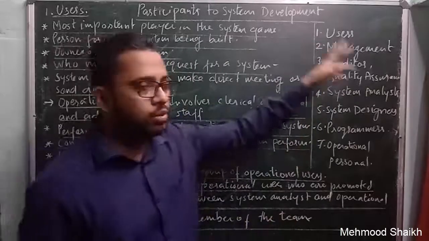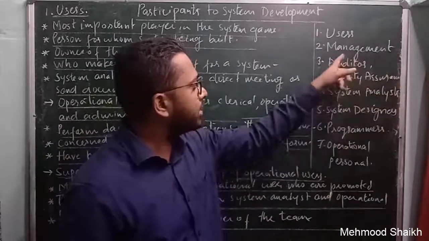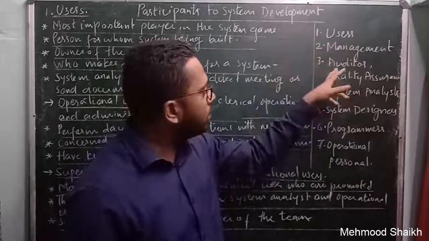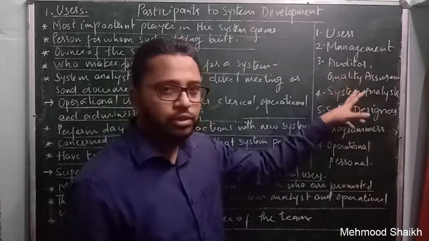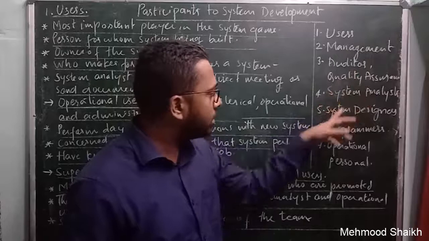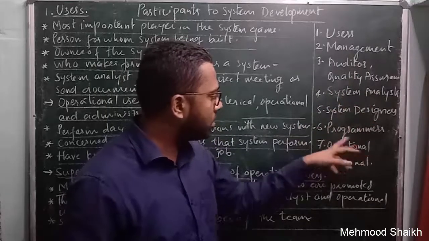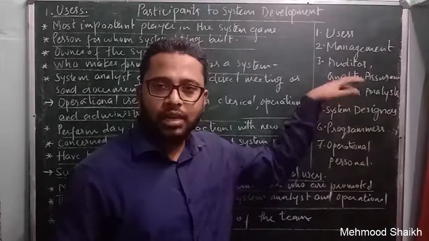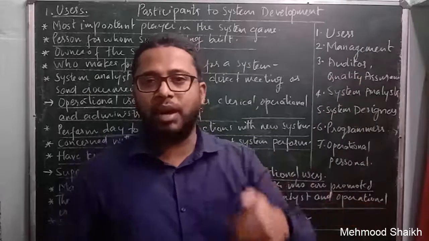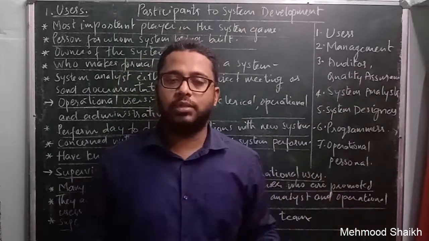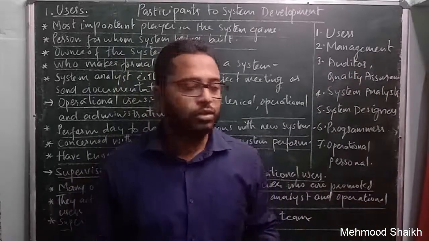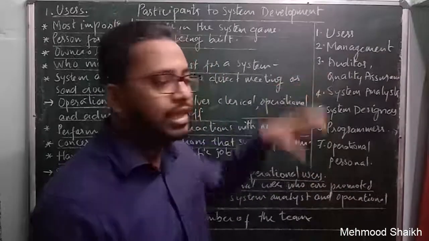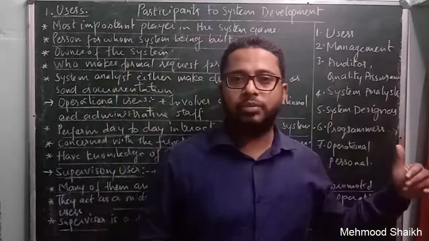First, the users. Then the second one is the management, third is auditors and quality assurance people, then system analysts, system designers, programmers, and operational personnel. These are the various types of participants who take participation during the system development process. Now we will see each of these participants one by one.